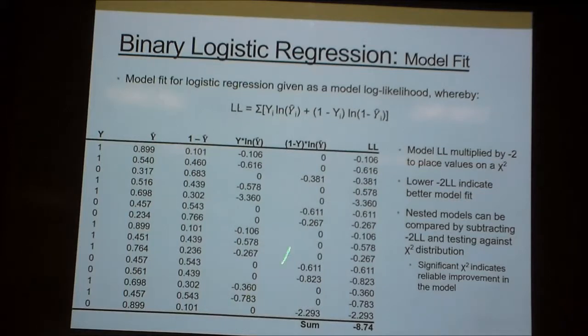So what we do is we set up this table, add up the log likelihoods, and we get a model log likelihood for the whole thing, which is the sum of the individual log likelihoods for our individual cases. Our model log likelihood can be multiplied by -2 to place it on the chi-square distribution.